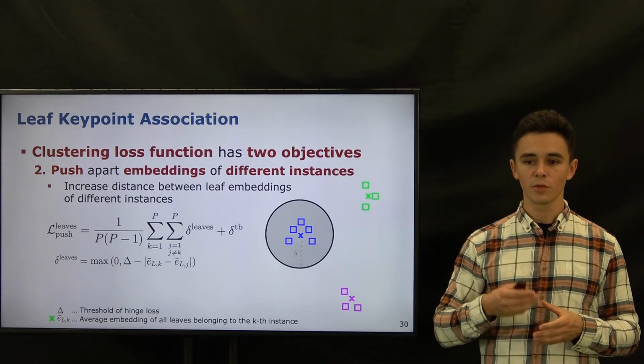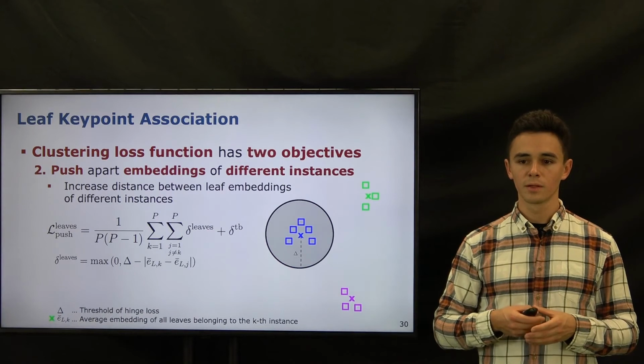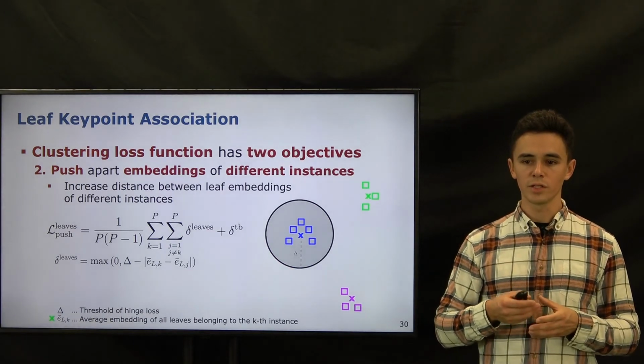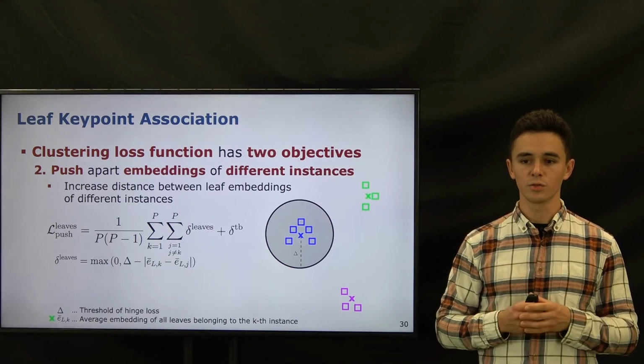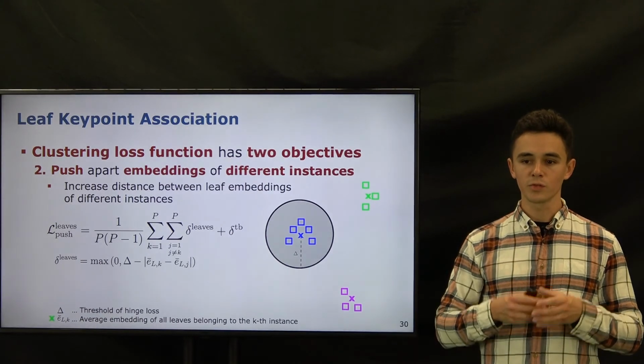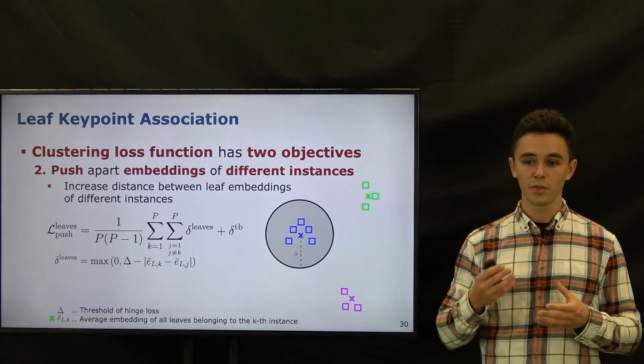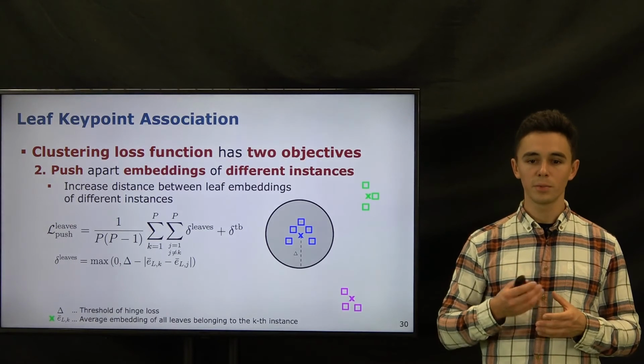By minimizing those objectives, all embeddings of the same instance are closer to each other than embeddings of different instances. Thus, we can associate them by distance.